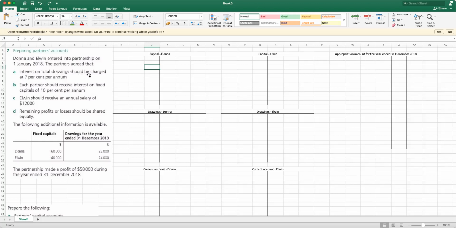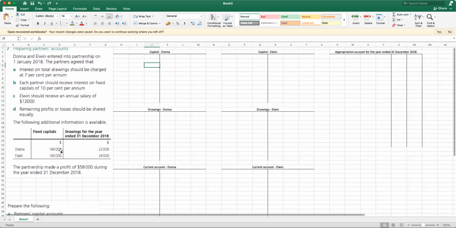Interest on drawing should be charged 7% per annum. Each partner to receive interest on fixed capital of 10% per annum. Alvin should receive an annual salary of 12,000. Remaining profit or losses should be shared equally. So the ratio here is 1:1.